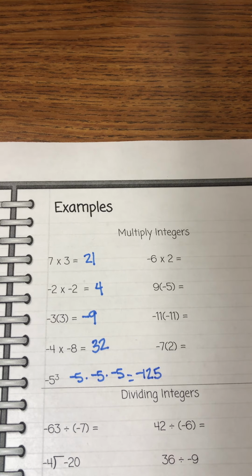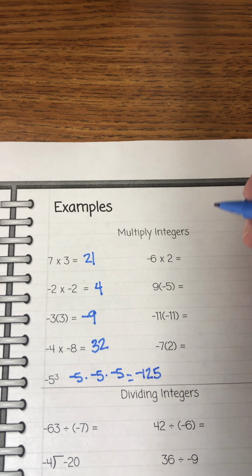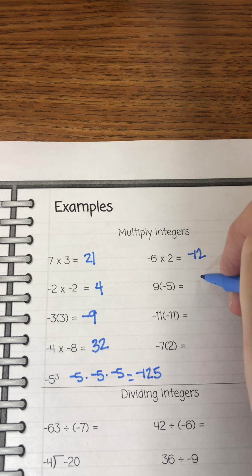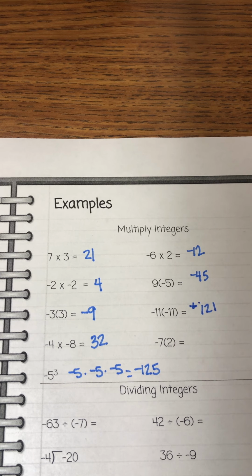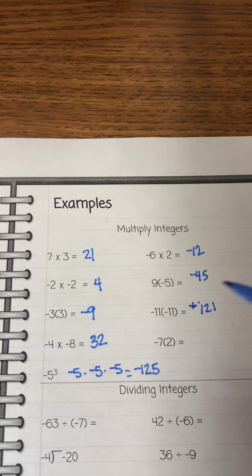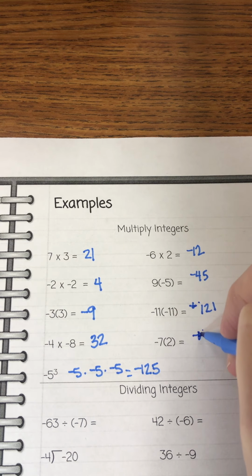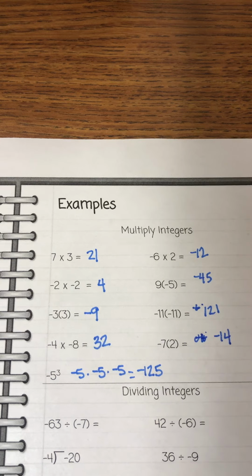And 25 times negative 5 equals, you said negative 125. You're right. Good job. All right, negative 6 times 2, negative 12. 9 times negative 5, negative 45. Negative 11 times negative 11, positive 121. You don't have to put the plus sign, sometimes it's there. And then negative 7 times 2. Oops. Negative 14. Very good.